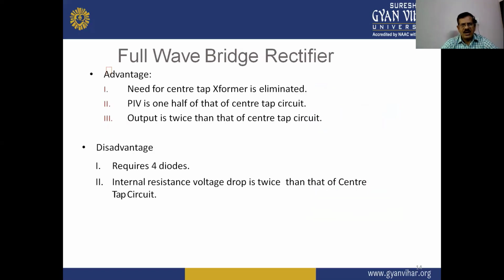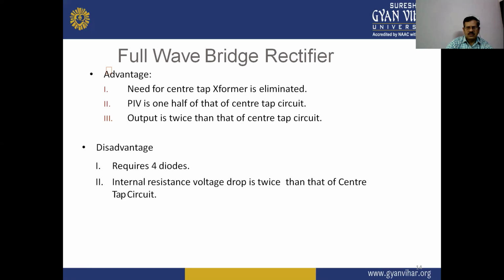So what is the advantage of the full wave rectifier as compared to the half wave rectifier? Here are some advantages. The need for a center tap transformer is eliminated in the full wave bridge rectifier, and the peak inverse voltage is one half of that of the center tap circuit. The next advantage is that the output voltage is twice that of the center tap circuit.